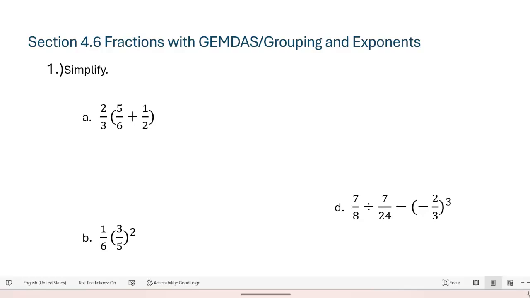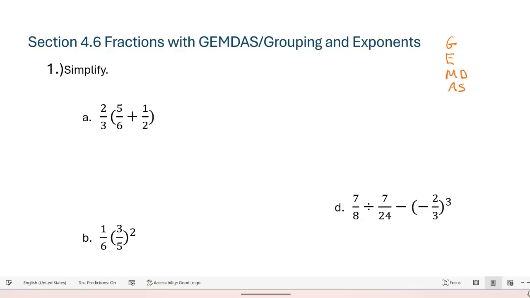This video is a continuation of order of operations with fractions. We're focusing on the grouping and exponent portion. So previously we did multiplication, division, addition, and subtraction. Now we'll encounter those also, but we are adding in the exponents and grouping. So I'm going to, as always, write my GEMDAS because I have to use that as a map.